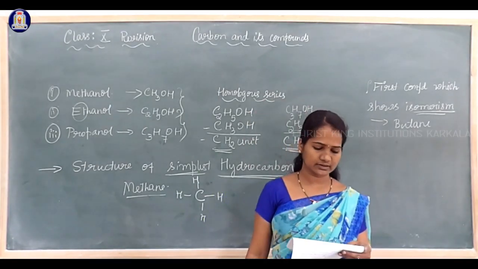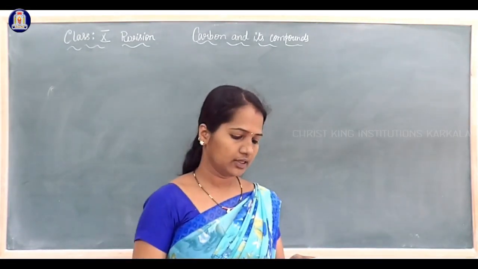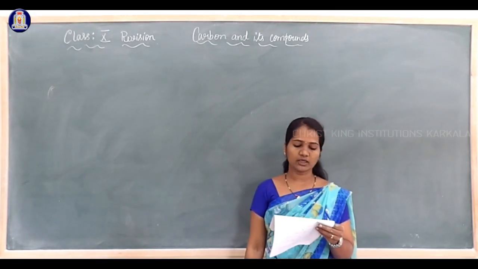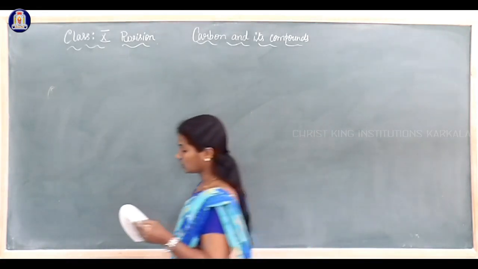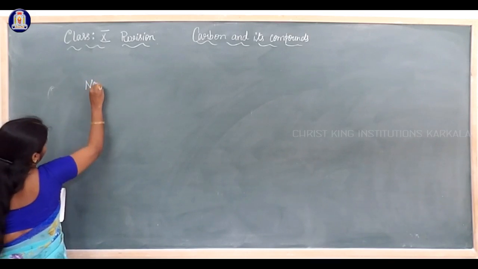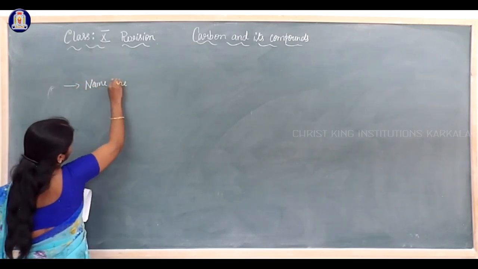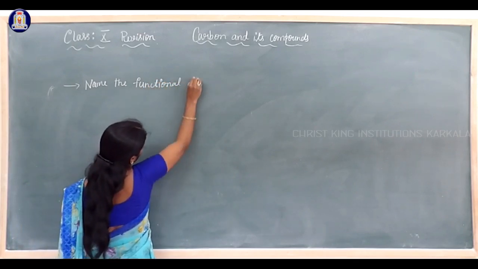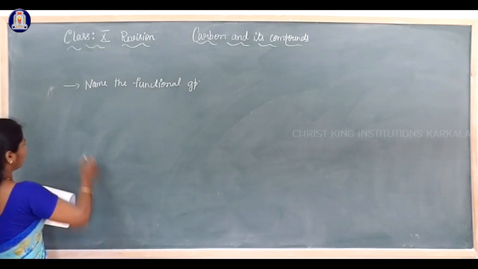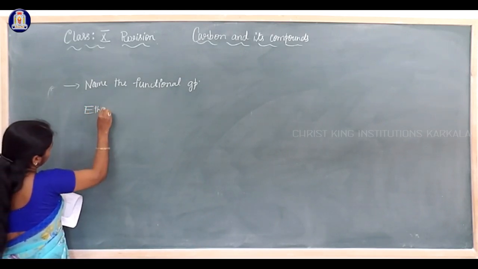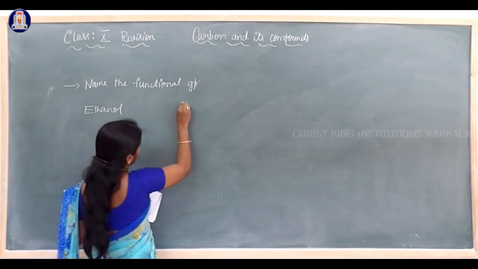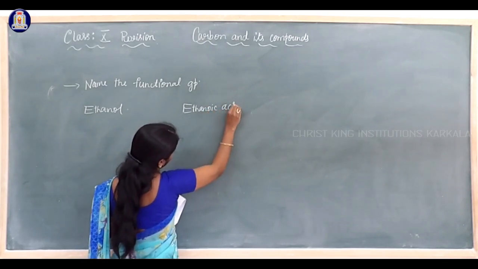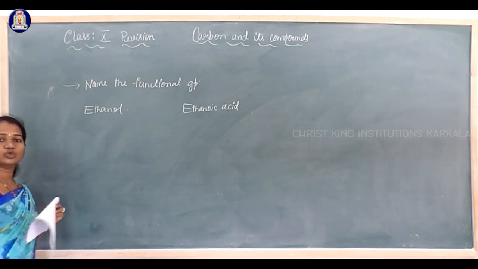The next question is: name the functional group in the following compounds and write their molecular formula. Name the functional group in the following. Which compounds are given? One is ethanol, and another one is ethanoic acid. You have to just name the functional group.